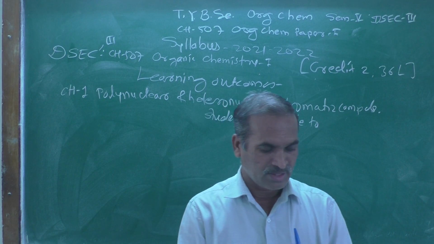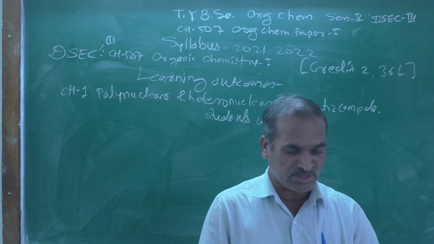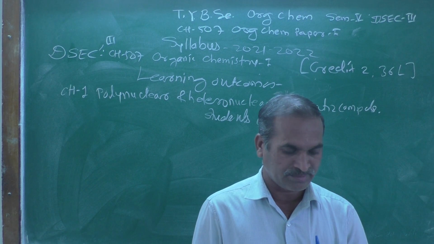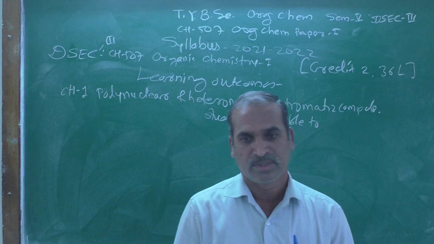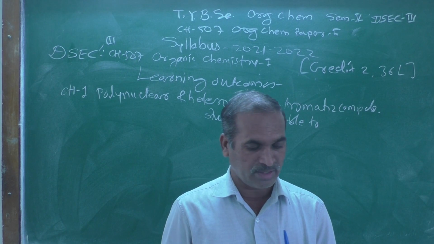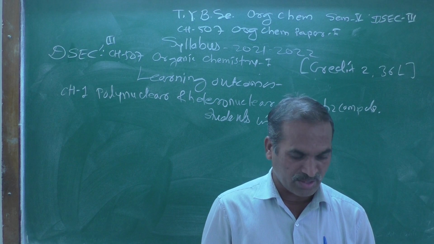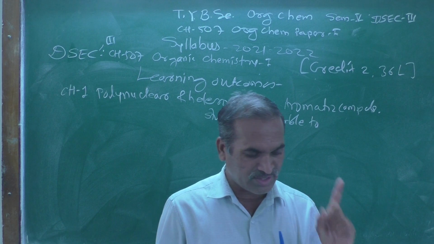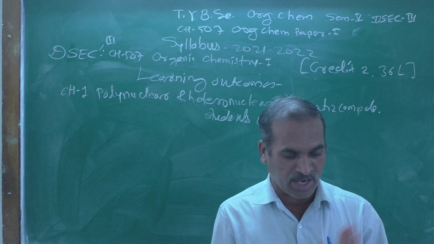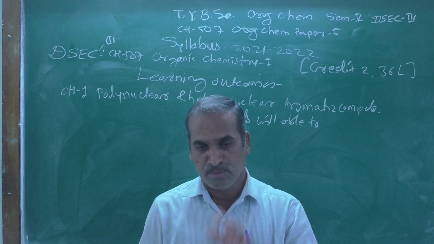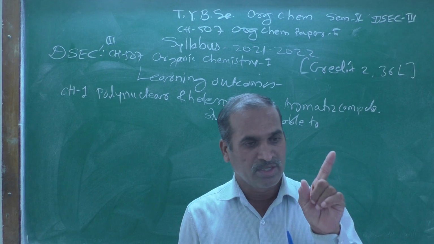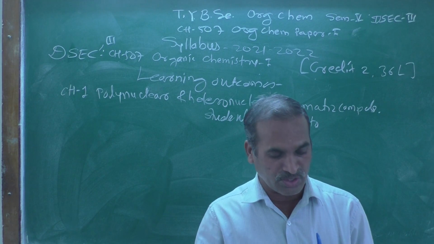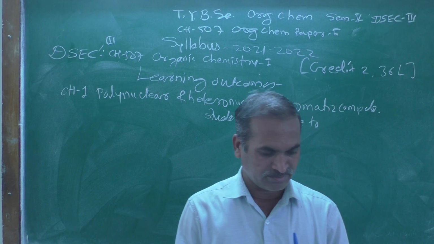Number 2, write the structure and synthesis of polynuclear and heteronuclear aromatic hydrocarbons. You know that the organic compound which is made up of carbon and hydrogen is known as hydrocarbon. Number 3, student will be able to understand the reaction and mechanism. As I already told you, a detailed study of the sequence of steps involved in the conversion of reactant into product is known as a reaction mechanism.